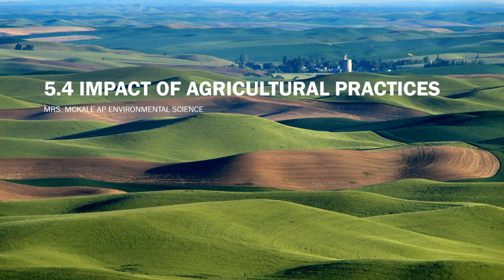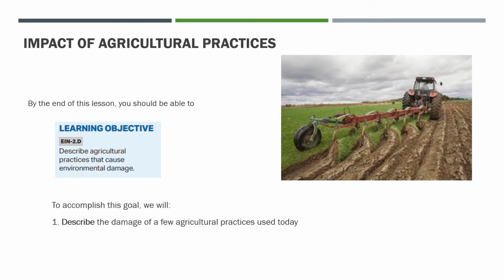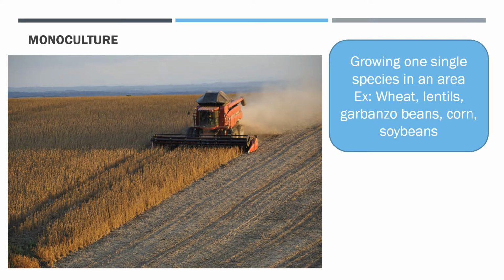Okay, now we're going to move into 5.4, Impact of Agricultural Practices. By the end of this lesson, you should be able to describe agricultural practices that cause environmental damage. We're going to do this by describing the damage a few of them do. You're going to notice a few of these might be familiar to you. First we're going to start off with monoculture.